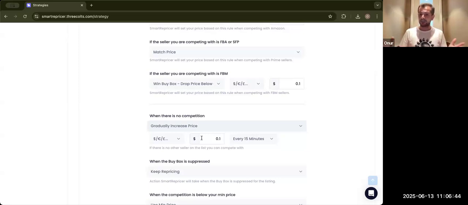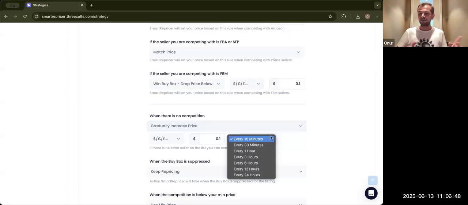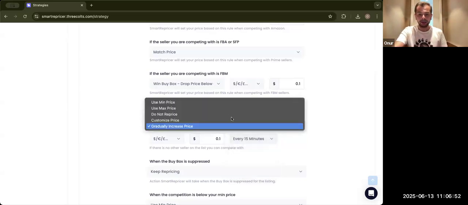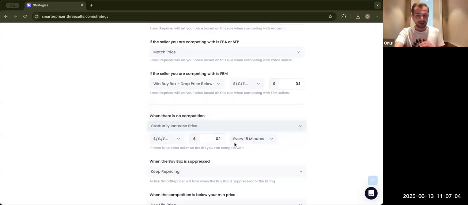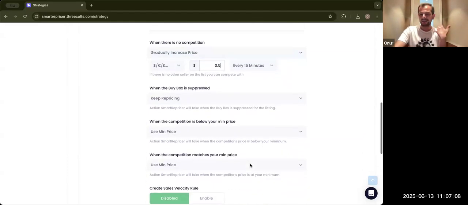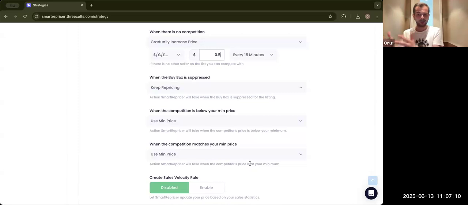But in order to raise my potential, I can gradually increase my price anywhere from every 15 minutes to every 24 hours. Or you can also customize your price between your minimum and maximum price. All of the increases and decreases will always be numerical or percentage. So I'm just going to choose to gradually increase my price every 15 minutes by 0.5. But the scenarios always continue.